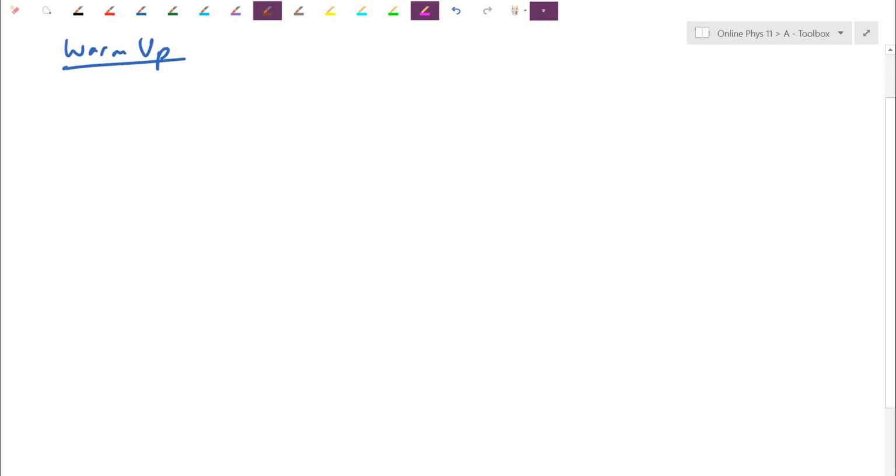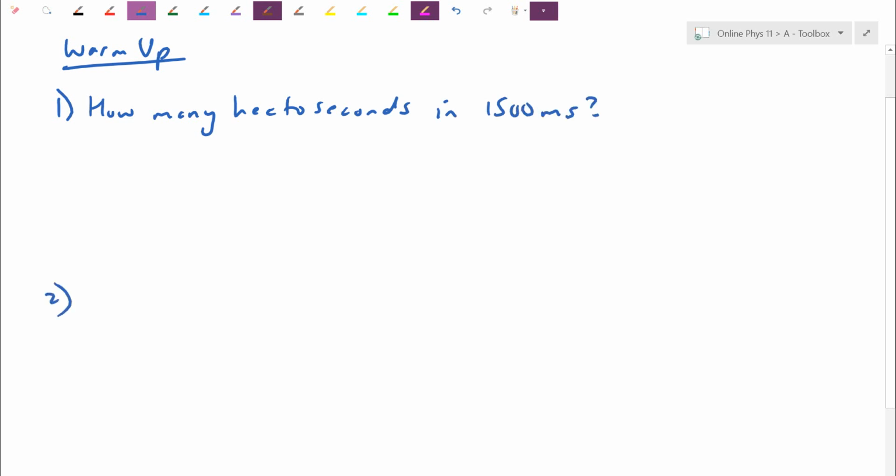So practicing through some unit conversions. I want you to convert for me, let's see, number one. How many hectoseconds in 1500 milliseconds? And two, I'm going to give you one that's sort of a fraction. So let's go, how many centigrams per liter in 2.4 grams per kiloliter? Right? So just do that for practice here.